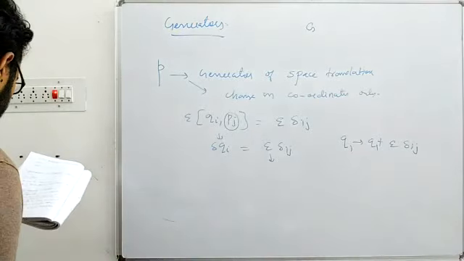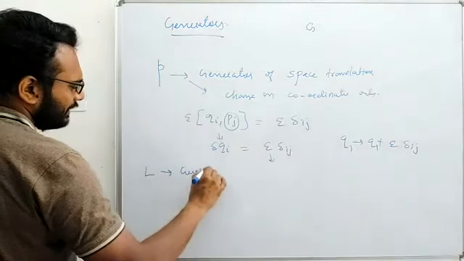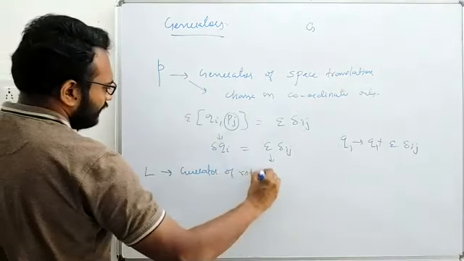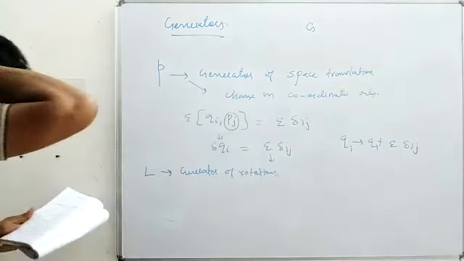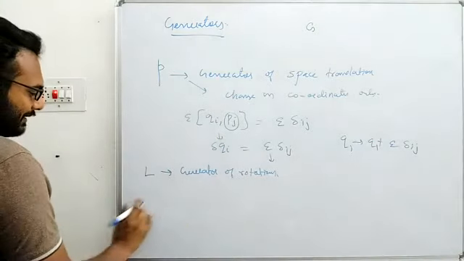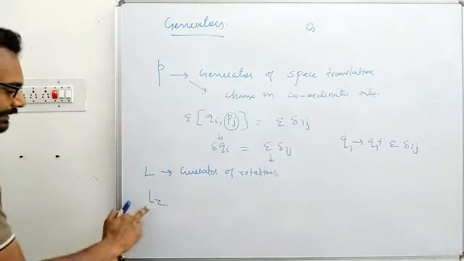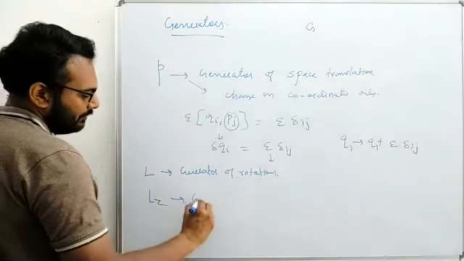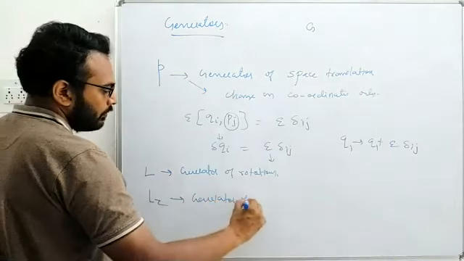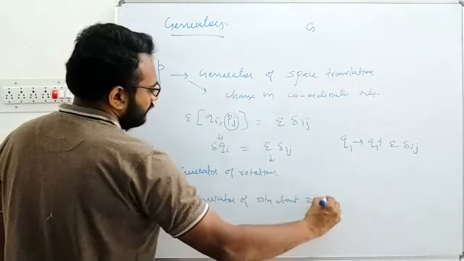Okay. Similarly, you can see that L is a generator of rotations. L is the angular momentum. We have already seen this. Okay, L is the generator of rotations. So if you need a rotation about a specific axis, if you need to generate a rotation about z axis, then it's Lz. We can say Lz, the z component of angular momentum. Rotation about z axis.